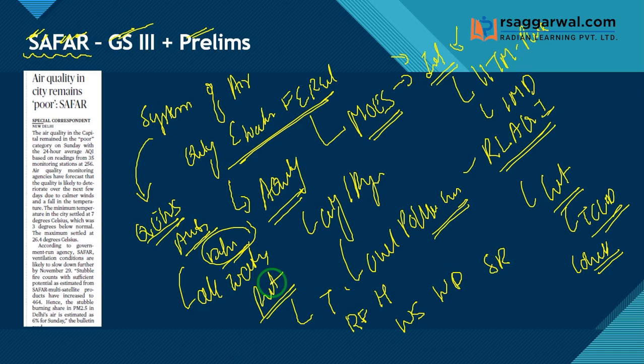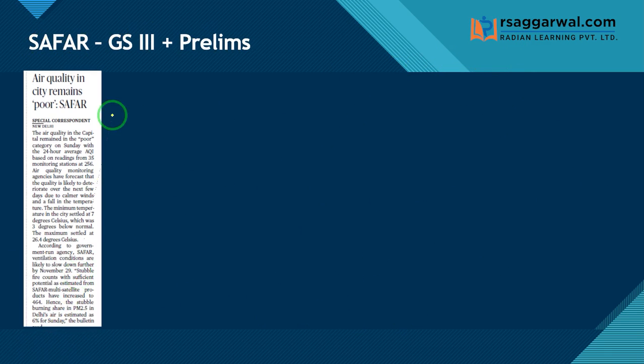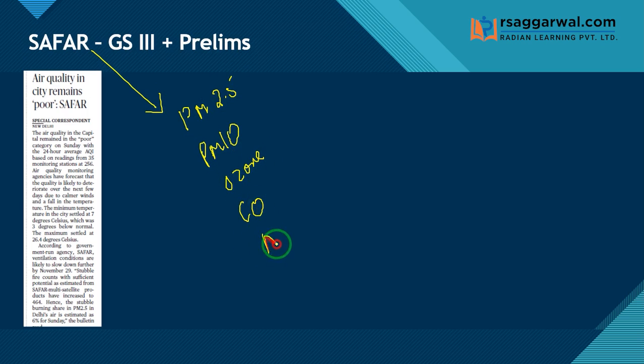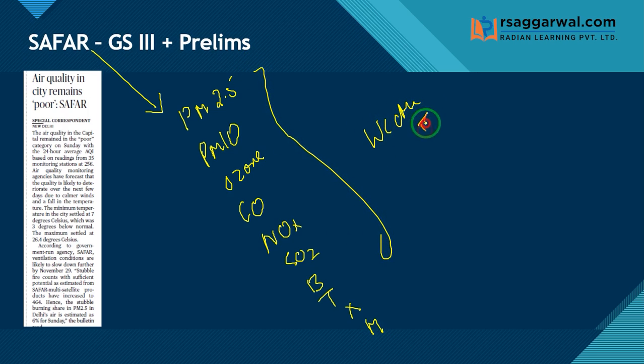The pollutants that are monitored by SAFAR are as follows: PM 2.5, particulate matter 2.5, PM 10, particulate matter 10, ozone, carbon monoxide, nitrogen oxides, sulfur dioxide, benzene, toluene, xylene, and mercury. So all these things are taken into consideration by SAFAR. Please remember, weather parameters are also taken into consideration. Remember, mercury, xylene, toluene, and benzene are also coming into picture. It has a lot of benefits. Of course, you can add these points in your answers as well.